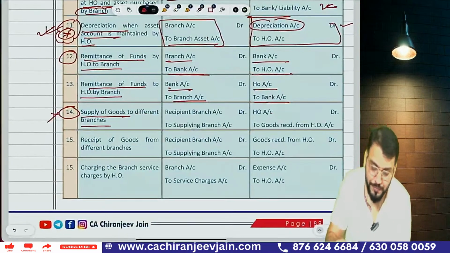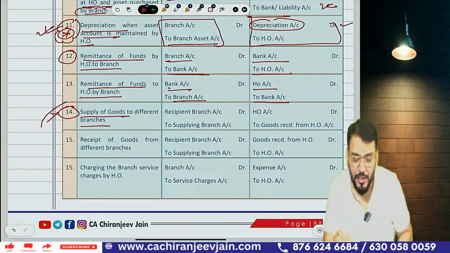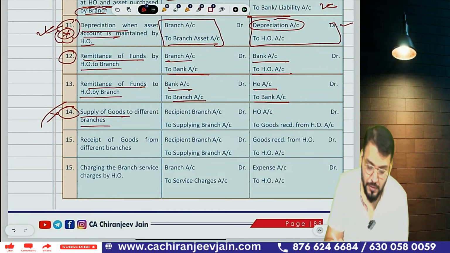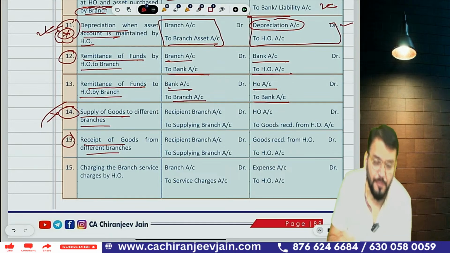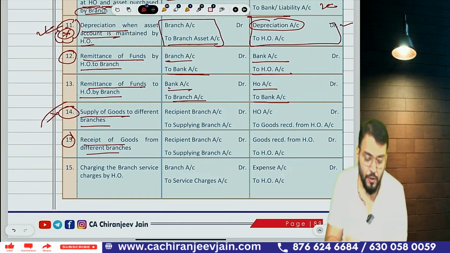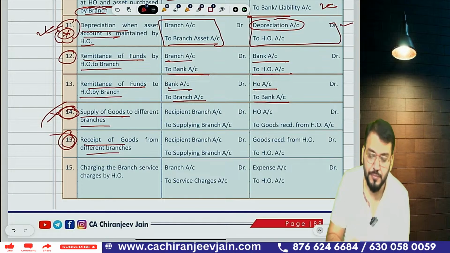Everyone respond. Correct. Have you understood? Same thing for the receipt of goods from a different branch. This 14 and 15 are the same. I have already explained, 14 and 15 are the same.